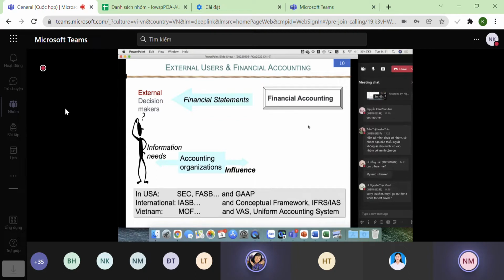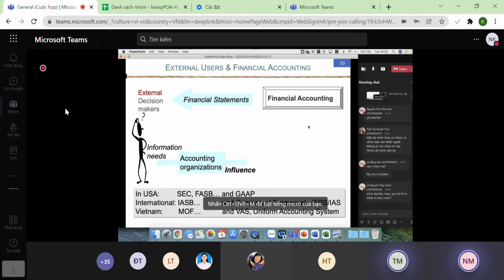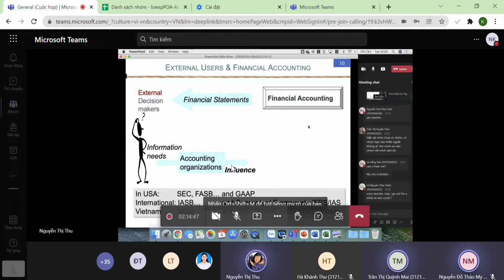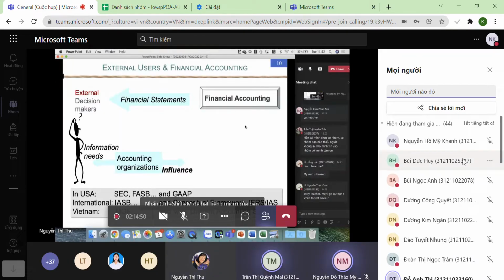This organization is independent, staying outside the company, not inside the company. And this organization will base on the information needs of the external user.